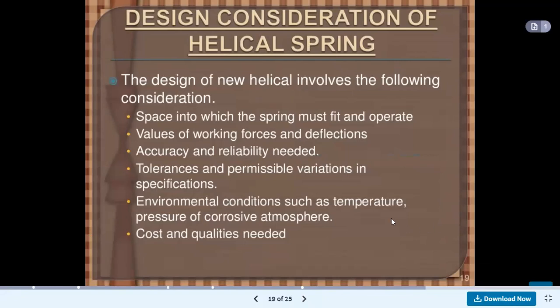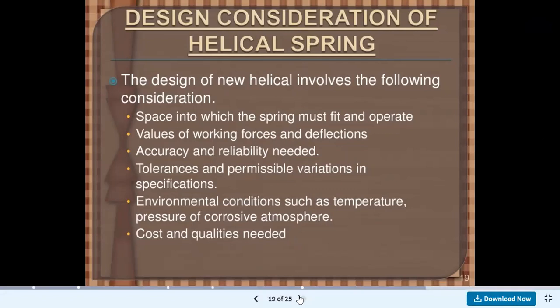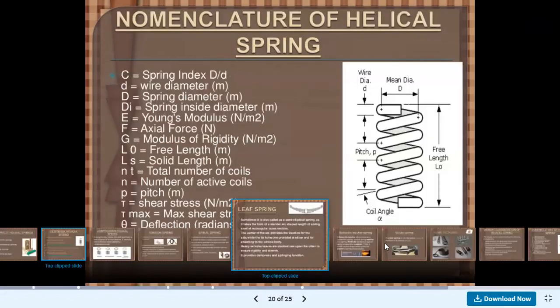If we see the design considerations, the design of a helical spring involves the following considerations: the space into which the spring must fit and operate, values of working forces and deflections, accuracy and reliability needed, tolerances and permissible variations in specifications, and environmental conditions such as temperature and presence of a corrosive atmosphere, cost and quality.